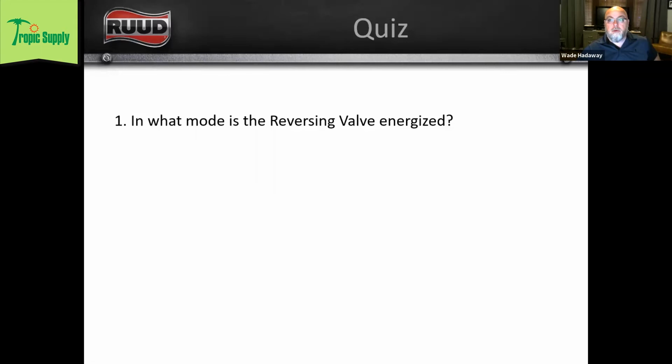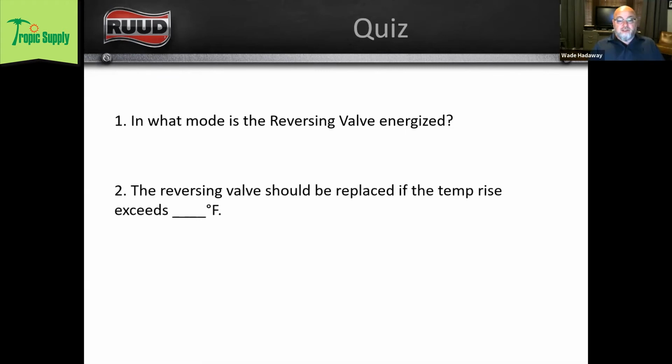Abdias Gallardo typed in heat. All right, fantastic. Next question is, the reversing valve should be replaced if the temperature rise exceeds how many degrees Fahrenheit? There they go. So many answers. We got a couple people that said cooling about energizing the valve. So come on, people, pay attention.